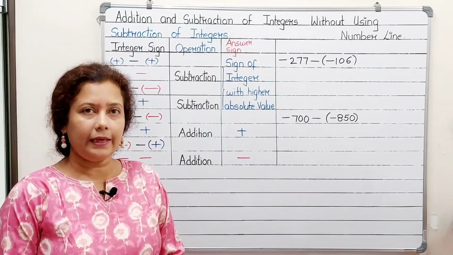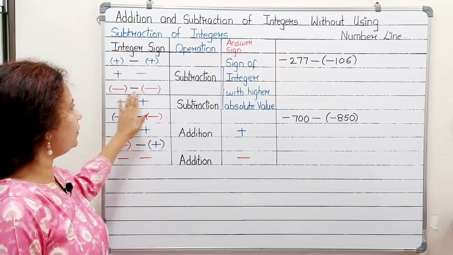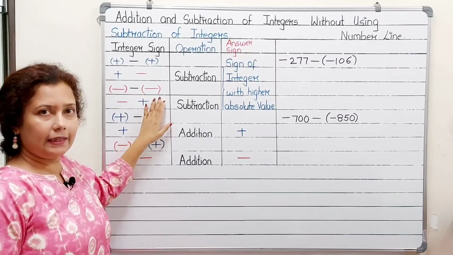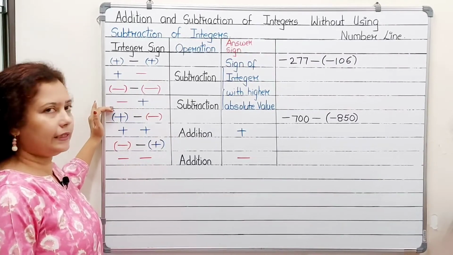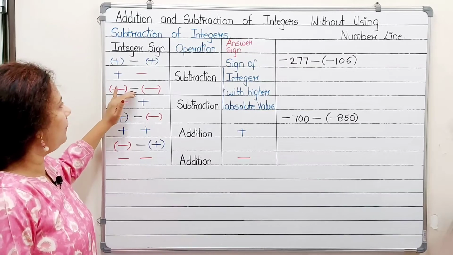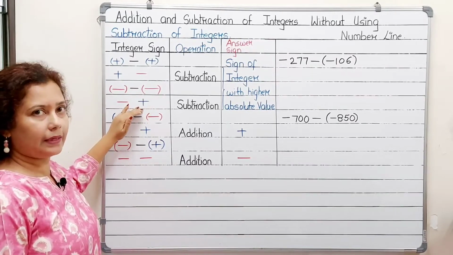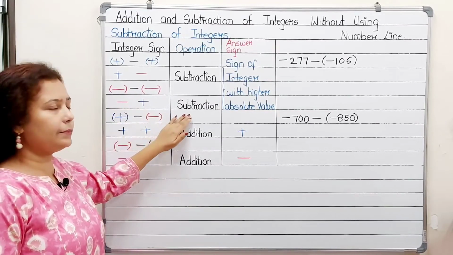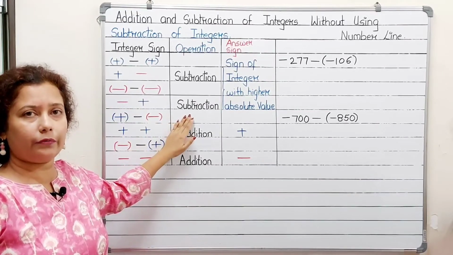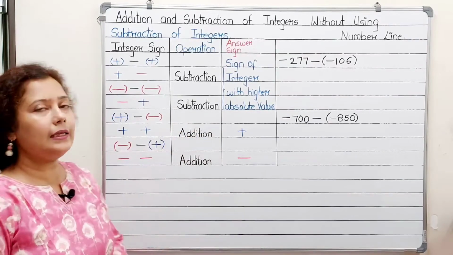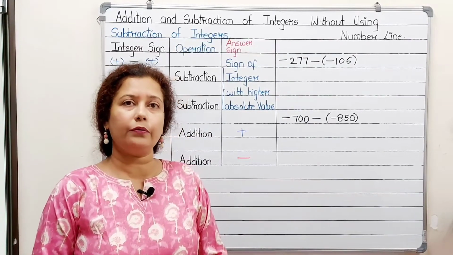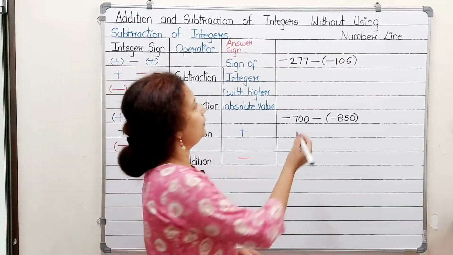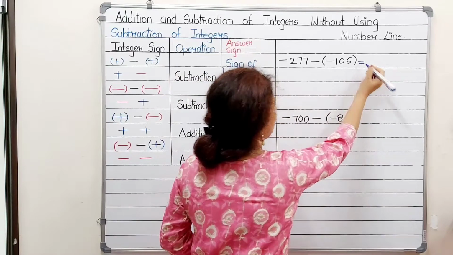Next, we will see subtraction of two negative integers. When both the integers are negative, we write first negative integer as it is. Minus minus becomes plus. So again one is negative, one is positive. So again we will subtract the absolute values of the integers, and to the answer we will write the sign of the integer which has a higher absolute value. So again we will solve few examples.